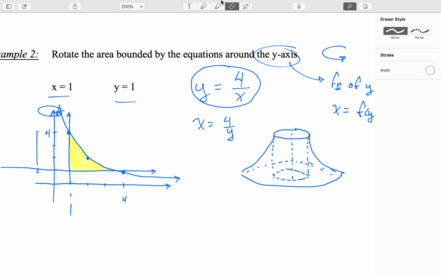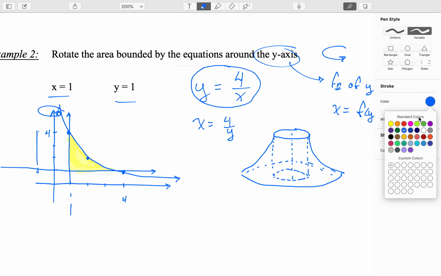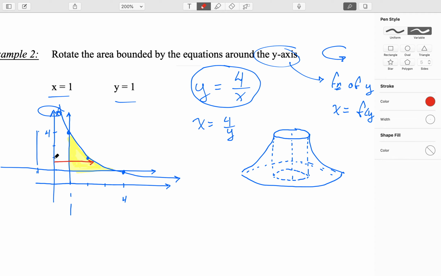Okay, so let's start here. The outside. Here's the axis of rotation. So the outside is going to go from there to there, right? That's the outside. And that is this distance here, 4 over y.